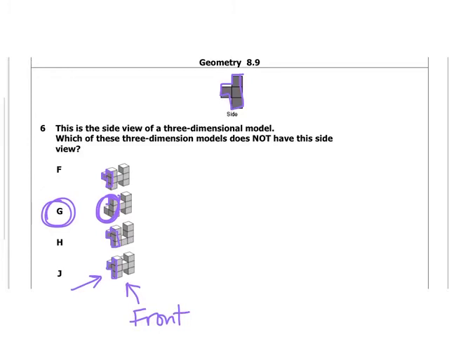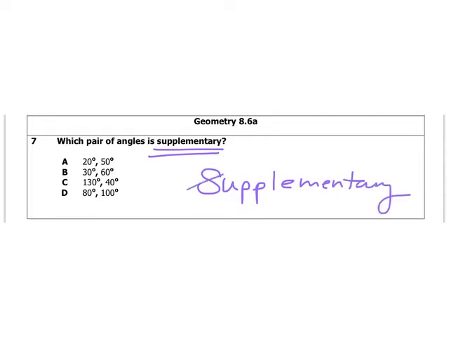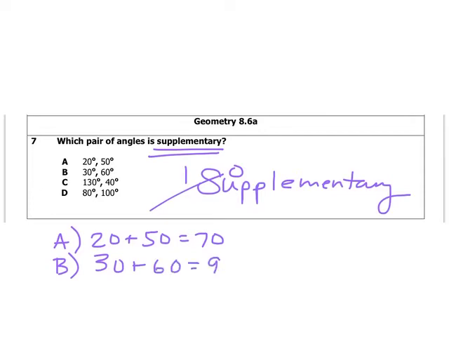All right, next question. Which pair of angles is supplementary? Now you know one of our tricks for supplementary, didn't want to spell it wrong, is to cross through our S and make it an 8 and think 180. We want the combination that adds up to 180. So 20 and 50, that's 70. That's not even complementary, that's just something random. 30 and 60, that's 90, that's complementary.